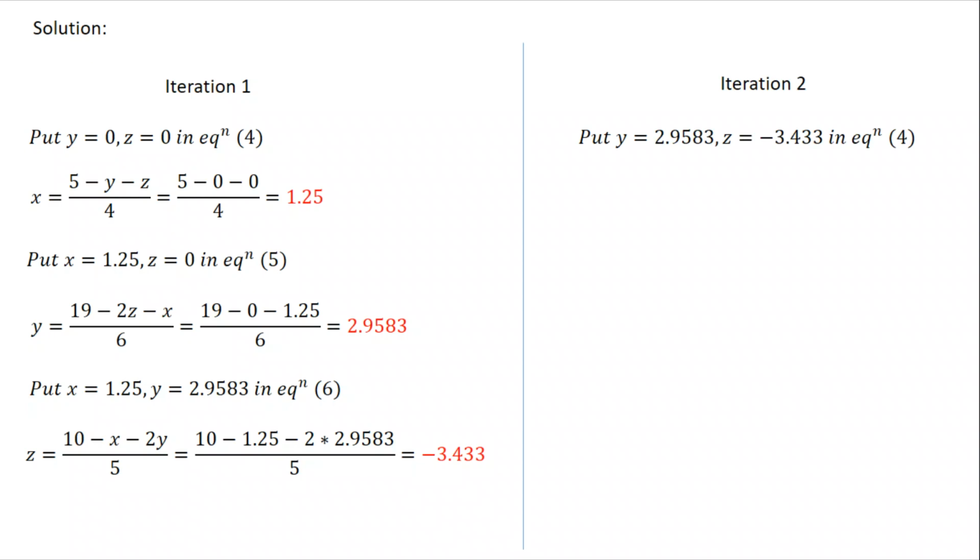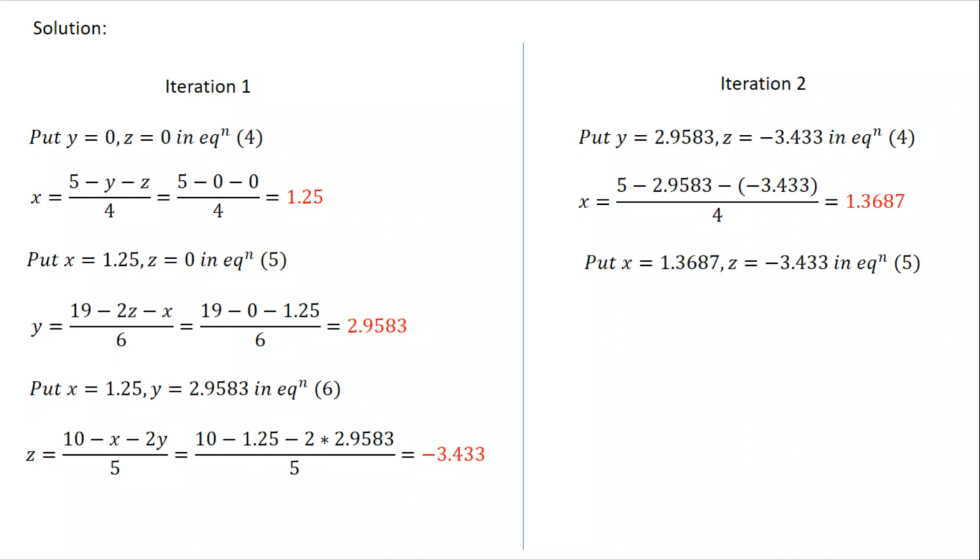For iteration 2, put the values of y and z calculated in iteration 1 in equation number 4. So equation 4 becomes (5 - 2.9583 - (-3.433)) / 4. After simplification we get 1.3687.